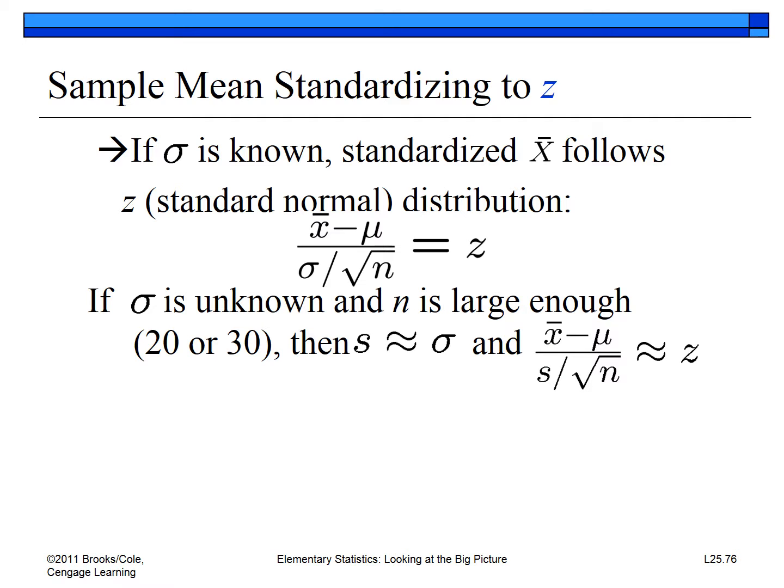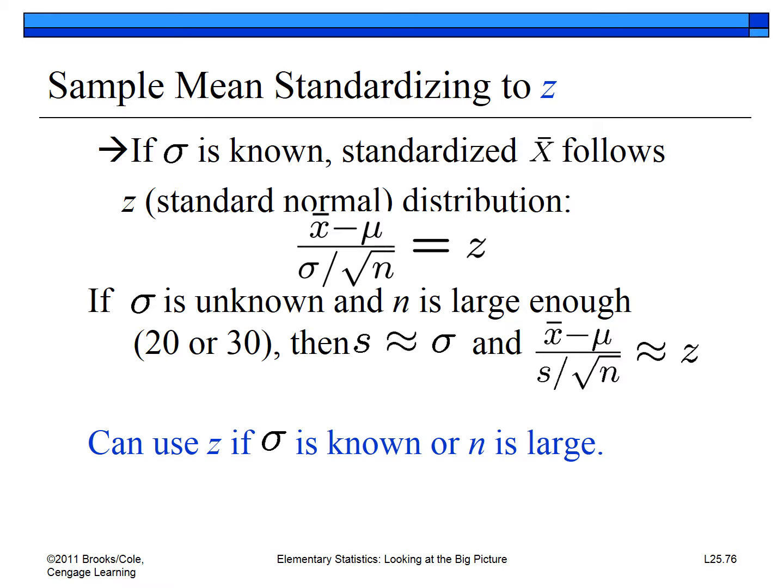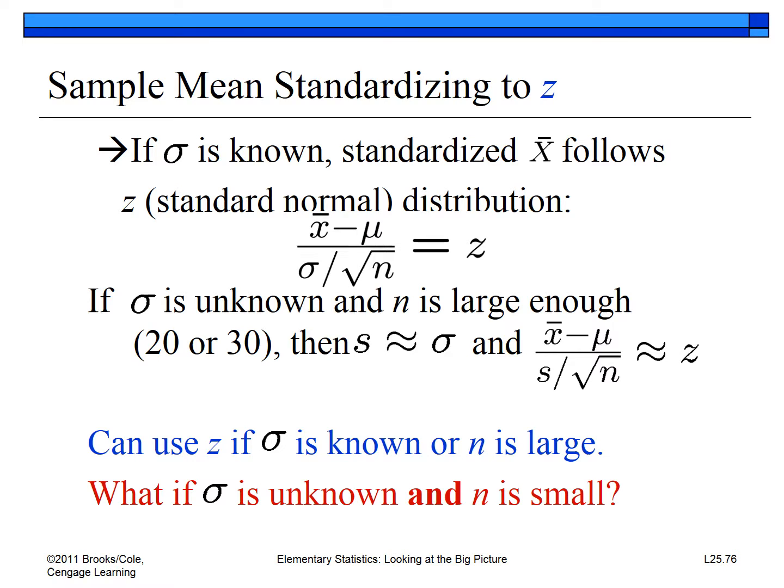If the standard deviation of the population is unknown, and n is large enough, like 20 or 30, then our sample standard deviation is going to be very close to the population standard deviation. And so the standardized statistic will be approximately z. So if we know the population standard deviation, or if n is big, we can use z. But what about the other case?